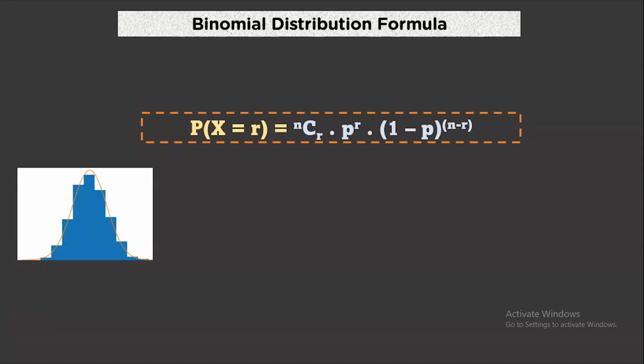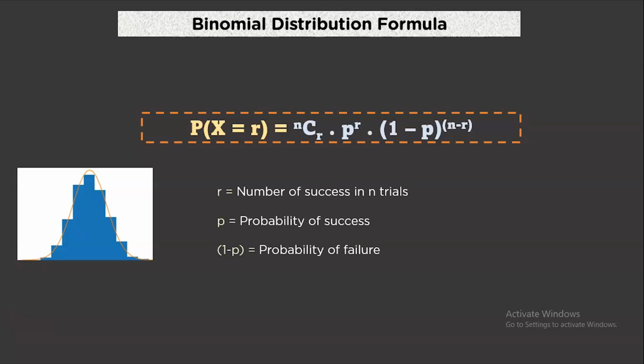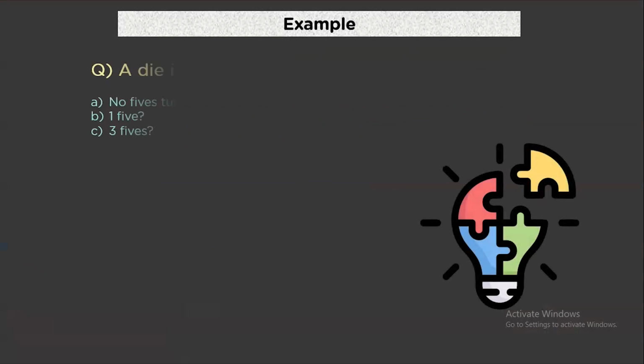To calculate the binomial coefficient, we use the formula which is nCr into p to the power r into 1 minus p to the power n minus r, where r is the number of successes in n number of trials and p is the probability of success. 1 minus p denotes the probability of a failure. Now, let's use this formula to solve an example.